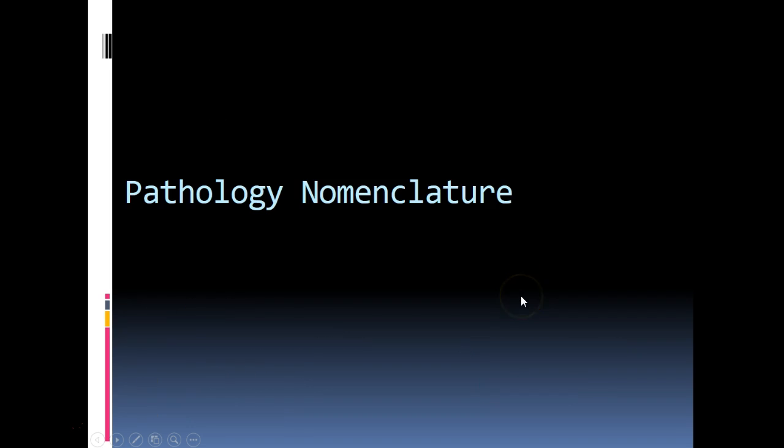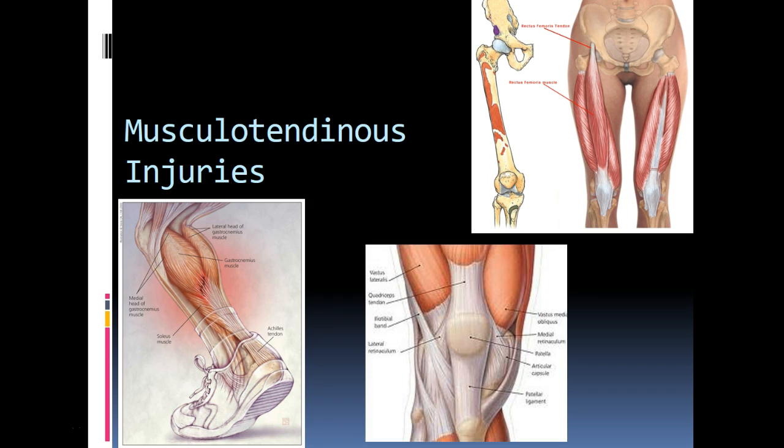So this brings us to the bulk of this lecture, and this is all about pathology nomenclature. And remember, the one thing that I said is that we have to be on the same page when we're describing an injury. My expectation on an exam is that you would describe it using the nomenclature and not layman's terms after this lecture. So the first group of nomenclature that we're going to talk about are musculotendinous injuries.